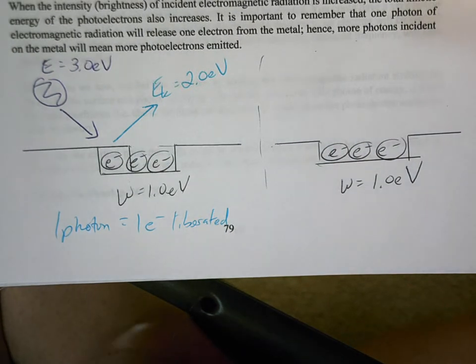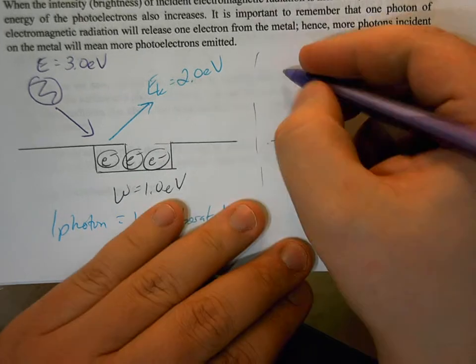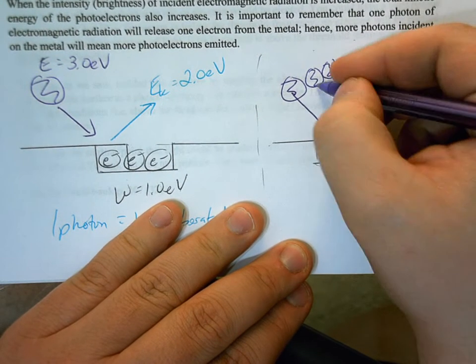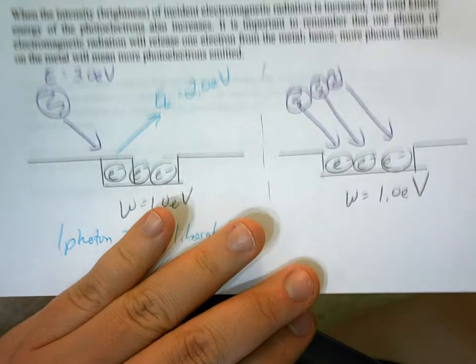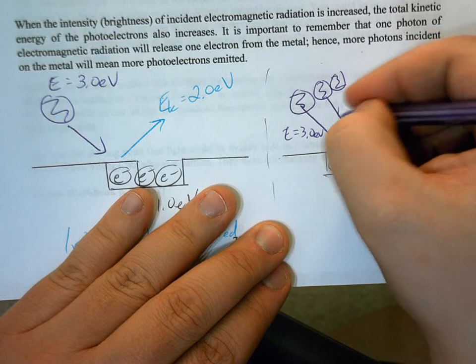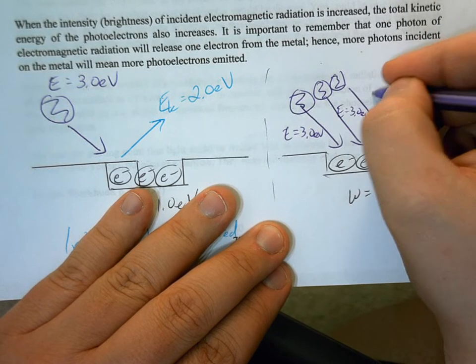Now, we're going to vary the brightness. So this time, instead of having 1 photon come in, we're going to have 3 photons come in. All 3 of these photons are going to have energy of 3 electron volts.